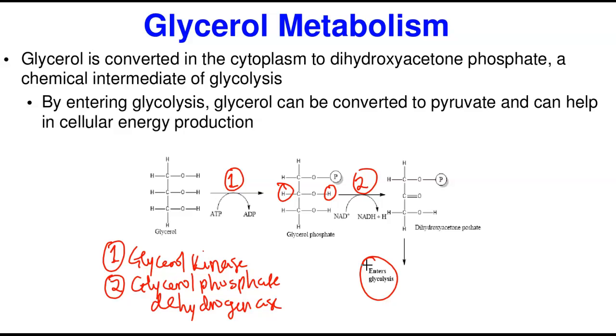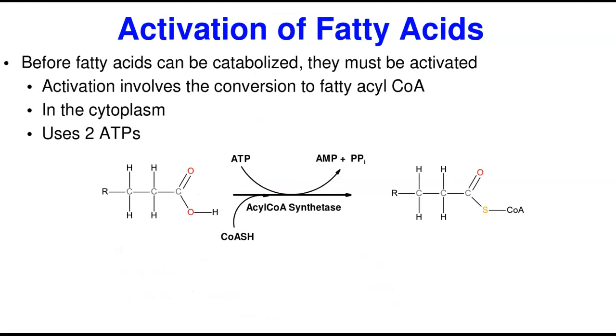That is the fate of glycerol that is released after the mobilization of what? Fatty acid from the adipose tissue. All right, then what happens to the fatty acid? The fatty acid itself now enters the beta oxidation pathway. Before it does that, something happens. It needs to be activated.